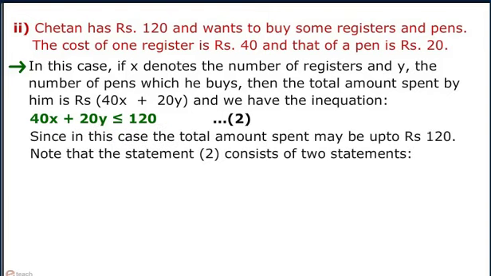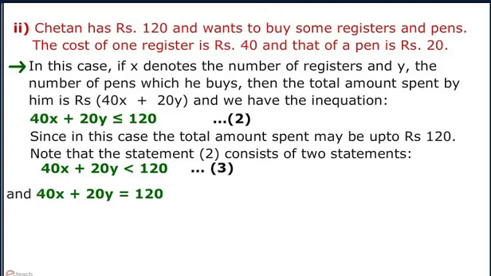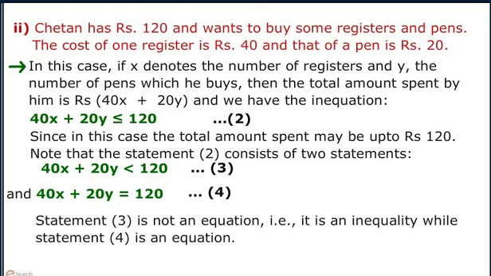Since in this case the total amount spent may be up to rupees 120, note that statement 2 consists of two statements. 40x plus 20y is less than 120. Let's call this statement 3. And 40x plus 20y equals 120. Let's call this statement 4. Statement 3 is not an equation, that is, it is an inequality, while statement 4 is an equation.